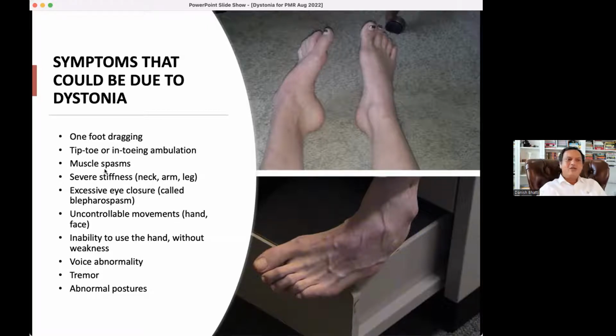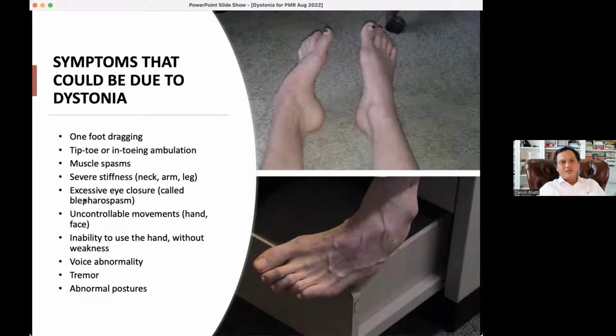Muscle spasms are usually not dystonia, especially if they're painful. So here's a pro tip for you to remember: dystonias are never painful, with the only exception being cervical dystonia, which has a neck pain, but usually not a muscle spasm pain with it. So any muscle spasm that is painful is highly unlikely to be dystonia. The dystonia patient may complain of stiffness, such as in the leg or in the neck.